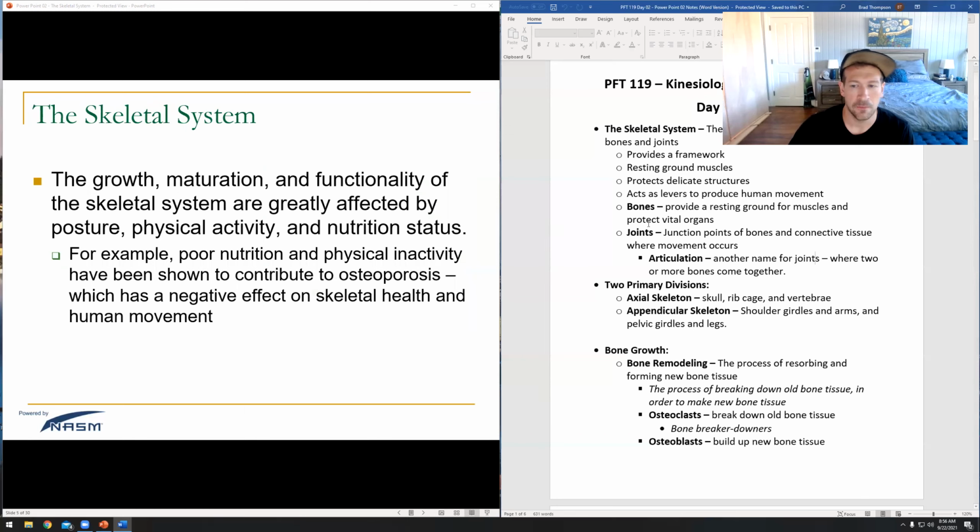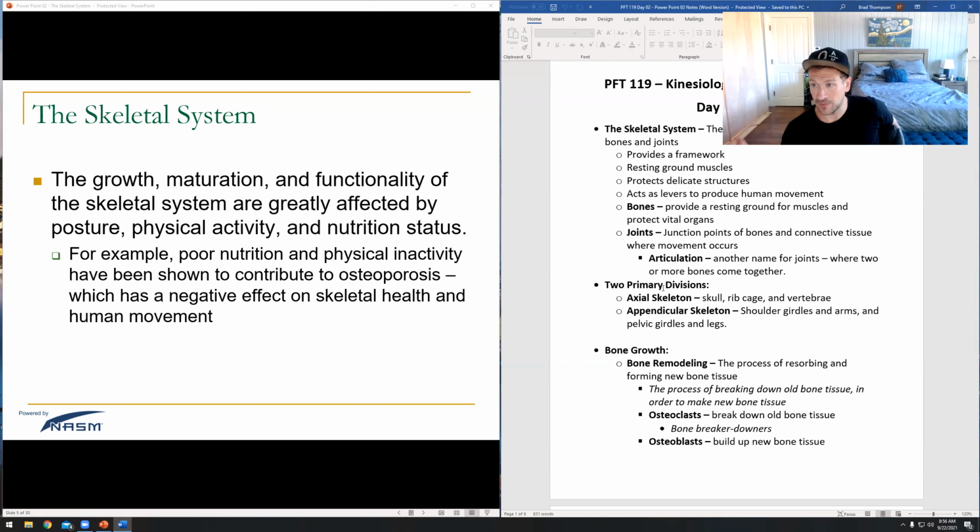So when we're looking at your skeletal system, one of the biggest things that we are going to talk a lot about is how your skeletal system grows and matures, and how it's affected by things like posture and even your nutrition, right? So for instance, say you have bad nutrition. Let's say you're not getting enough protein in your diet. A lot of your skeletal system is made up of proteins. Let's say you're not getting enough calcium in your diet.